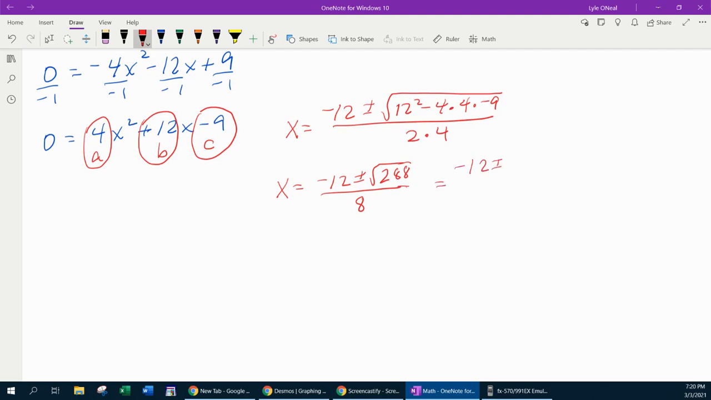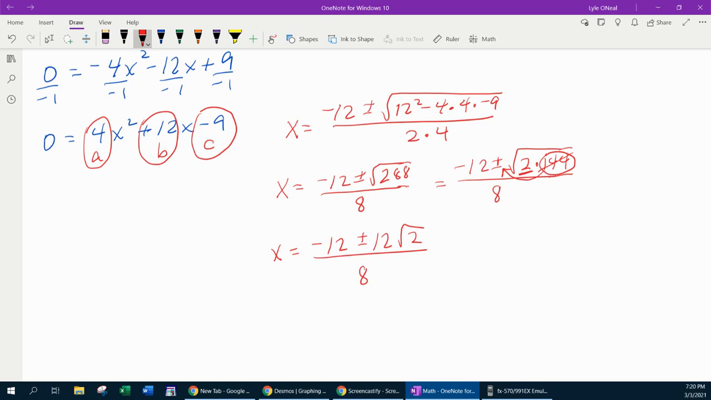Negative 12 plus or minus, I think it probably will reduce because I know that 288 is 2 times 144. Yeah, let's rewrite that. So 288 I can write as 2 times 144, and 144 is a perfect square. And so that'll get to come out. So here x equals negative 12 plus or minus the square root of 144 is 12. Square root of 2 is left over.